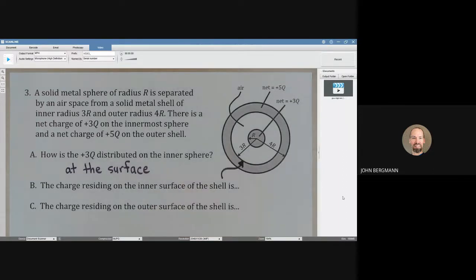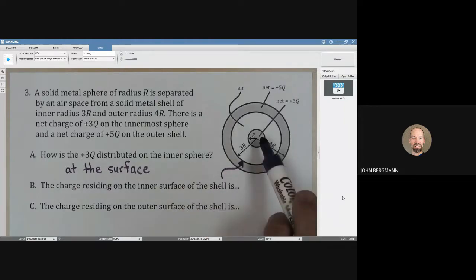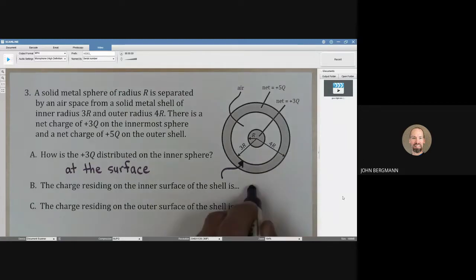The charge residing on the inner surface of the shell, that is that surface right there. What is that going to be? Well, that, and we'll explain this later, is going to be the opposite of whatever the charge is here. So that is going to be negative 3q. And why don't we preview this just a little bit?